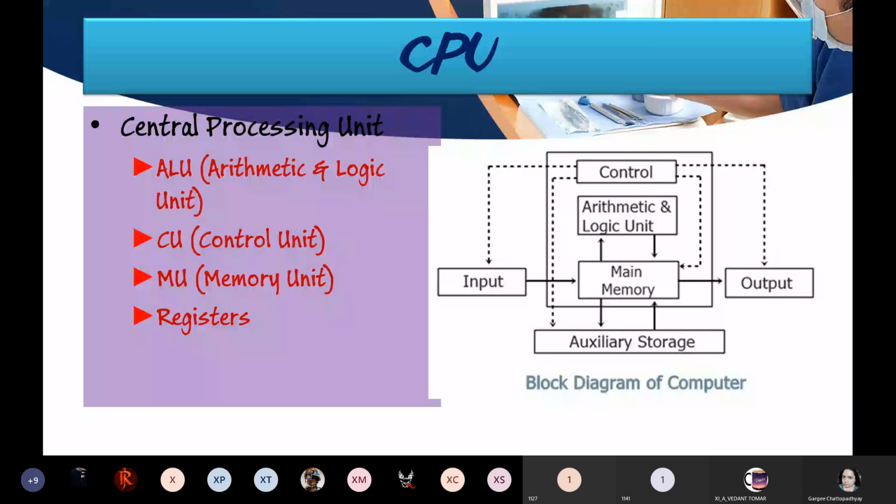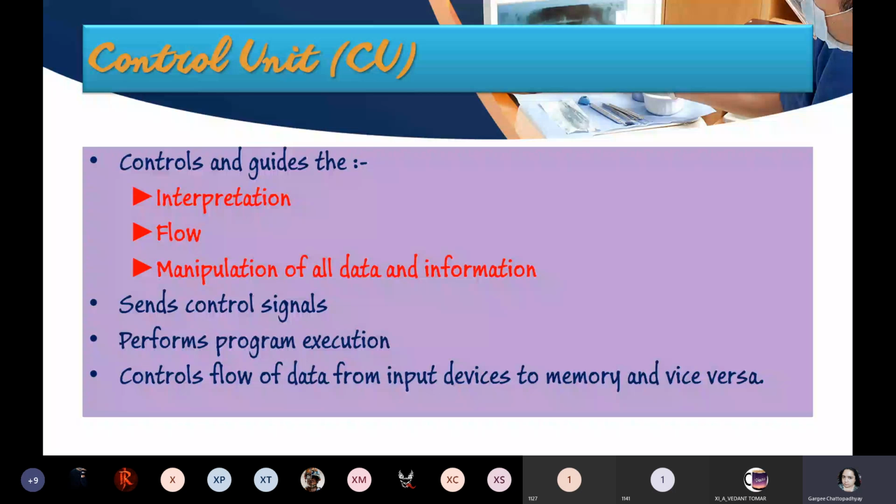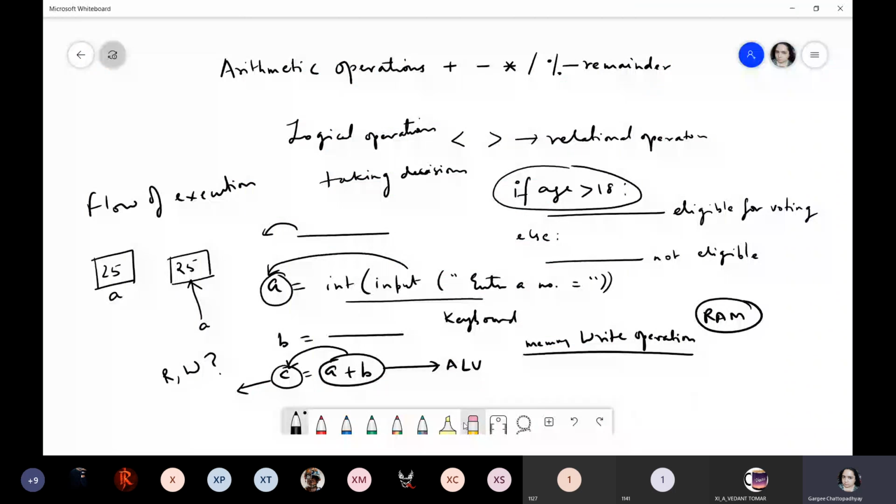Apart from this, arithmetic and logic unit performs all arithmetic operations, performs all logical operations. Control unit controls and guides the interpretation, flow, manipulation of all data and information. Sends control signals, performs program execution. Controls flow of data from input devices to memory and vice versa. So control unit is like the brain of CPU. It handles all the tasks, and it also uses one cycle for executing programs. Can anybody tell me what is that? What is the name of that cycle?